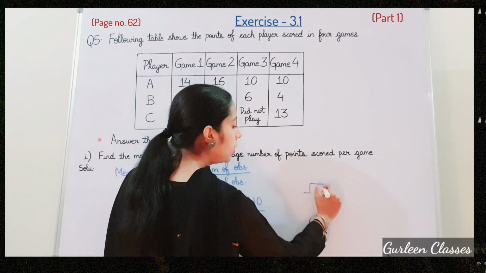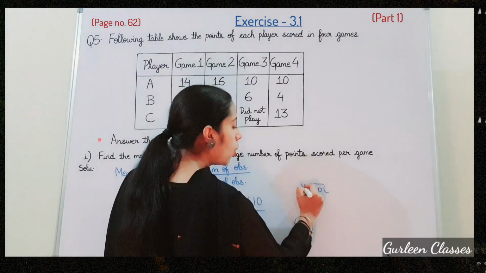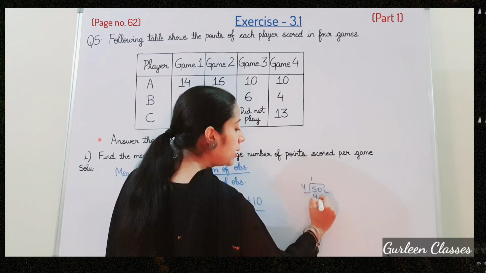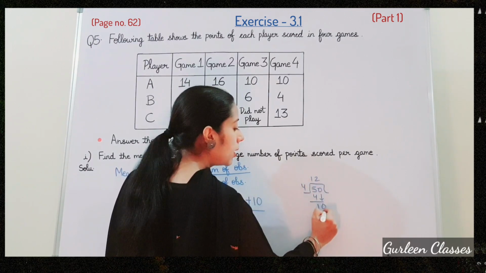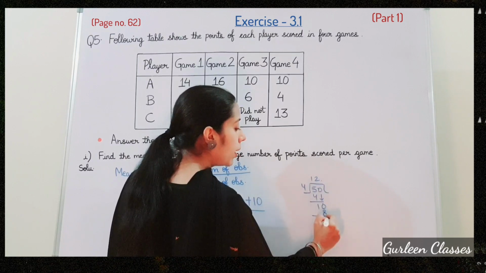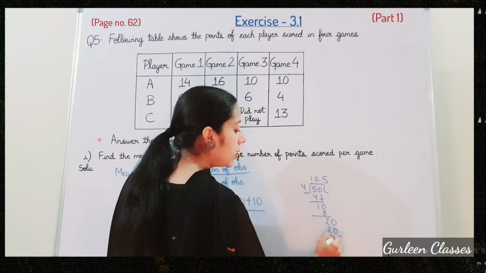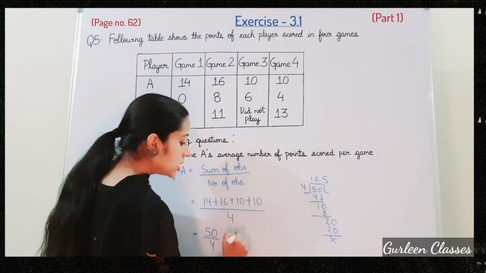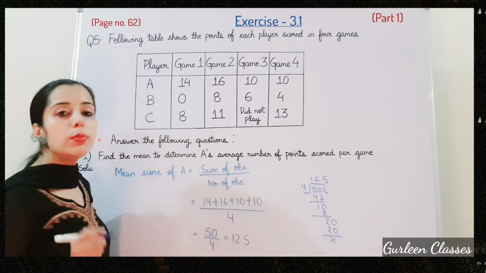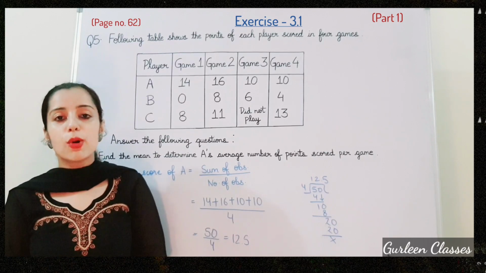So divide 50 by 4. 4 ones are 4. 10. 4 twos are 8. Now put the decimal point, it will be 20. 4 fives are 20. Remainder is 0. So the answer is 12.5. So mean score of A is 12.5.